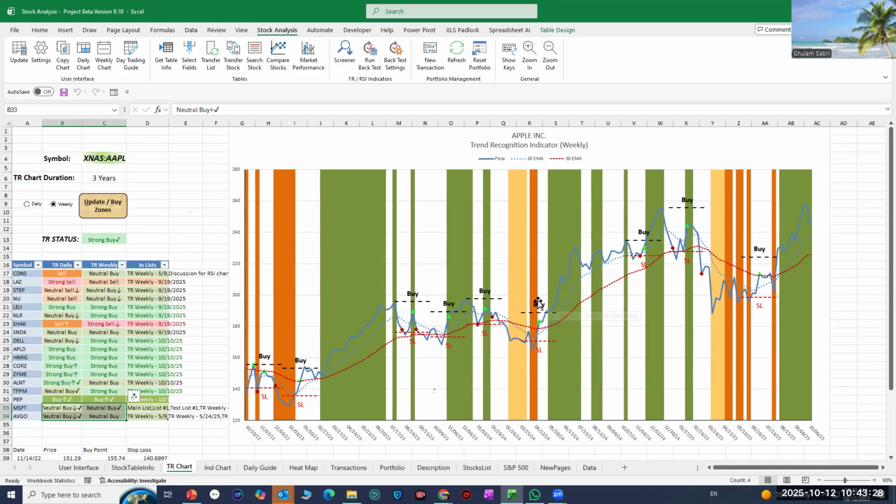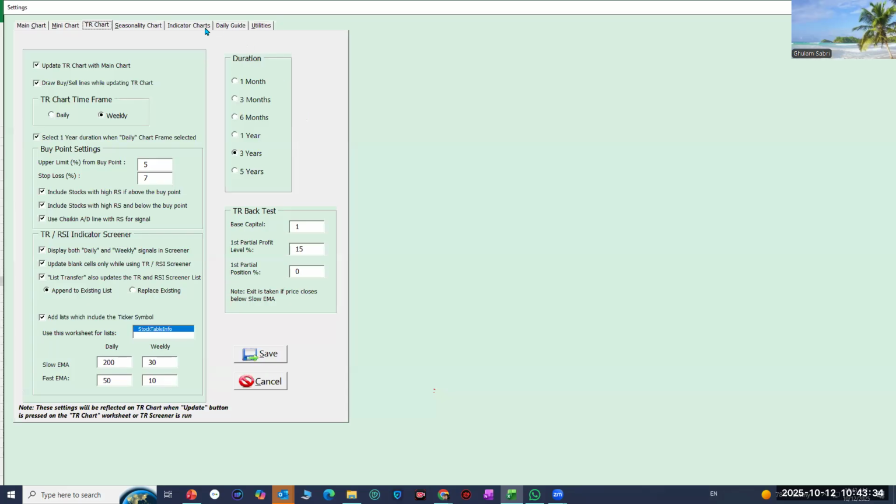Question was whether the EMA lines are pre-configured. Those lines are configured for this TR chart, but you can always go to the settings right here. In the TR chart, you have these configurations for the daily. One is slow EMA, which is 200-day for the daily, 30 weeks. One is 50 days and 10. And you can change those lines.